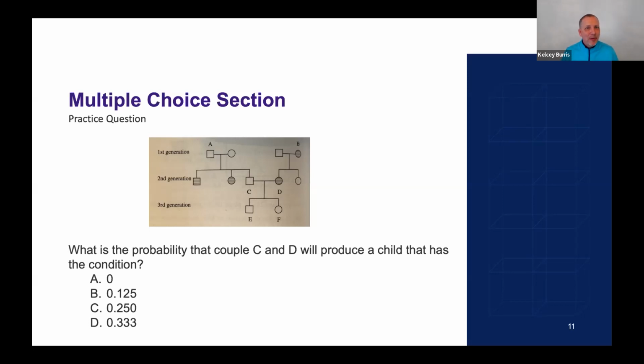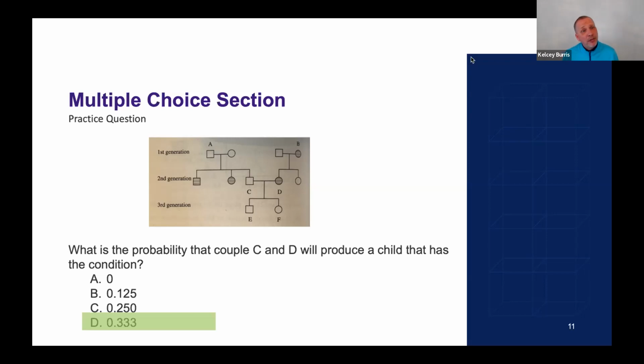All righty, so it looks like we have the results up here. So our answer for this is D. All right, so one first needs to determine the probability that the person C is heterozygous. We know that person D is double recessive because she has the condition, so she's homozygous recessive.